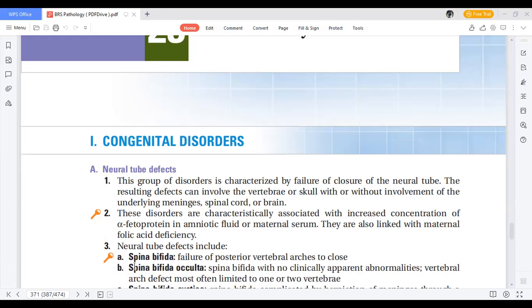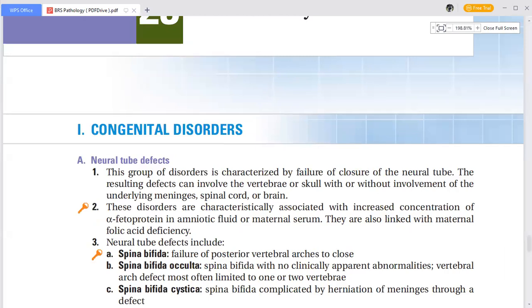So the group of disorders is characterized by failure of closure of the neural tube. So we know the neural tube from the embryology basics. From the embryology basics, we know that you have what you call the 3 germ layers.